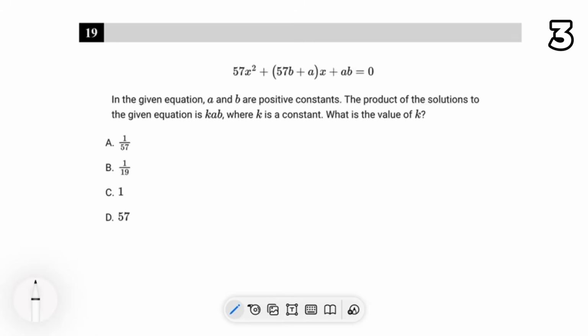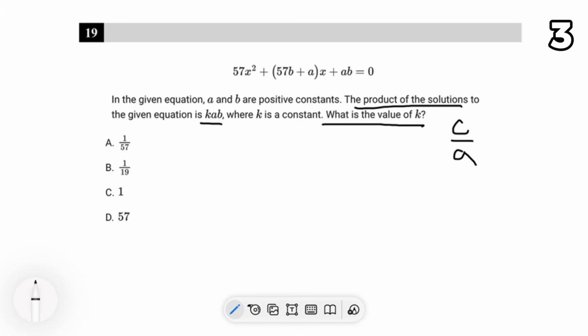In the given equation, a and b are positive constants. The product of the solutions to the given equation is kab, where k is a constant. What is the value of k? So we're given the product of the solutions, which is kab, and we immediately think of the formula for the product of solutions, which is c over a.